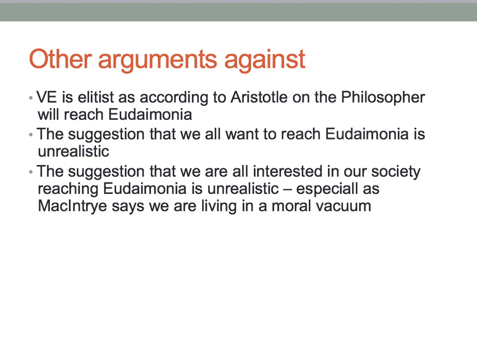And also, the suggestion that we're all interested in our society reaching eudaimonia is unrealistic. Especially as MacIntyre says, that we're living in a moral vacuum where we're all very individualistic and selfish. So the idea within virtue ethics that we all look out for and want to benefit our society with the things that we do, perhaps that's just unrealistic in today's society. And the suggestion that what we do will benefit our society and that we want to benefit our society, perhaps that's just a bit too unrealistic these days.